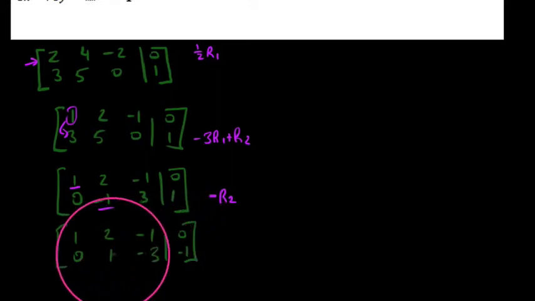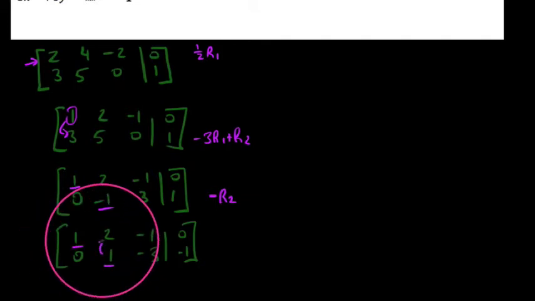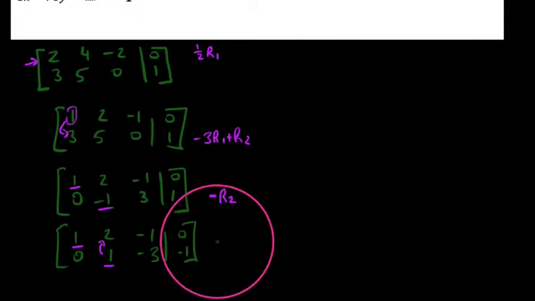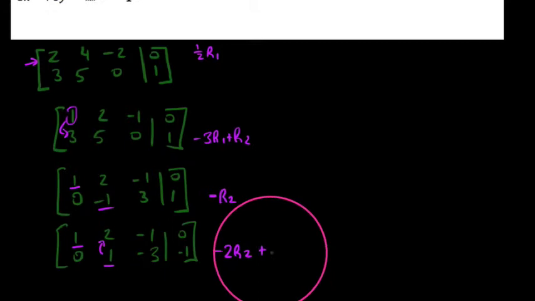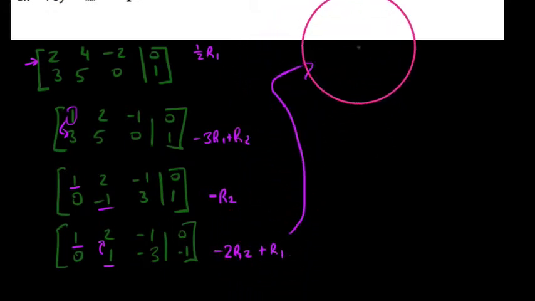And now looking at this, we could say, well, let's use this 1 here to get everything above and below it equal to 0. So perhaps I get this equal to 0 here. If I were to do this, I would take -2 times row 2, and I would add that on to row 1. So I'll transplant the system over here.